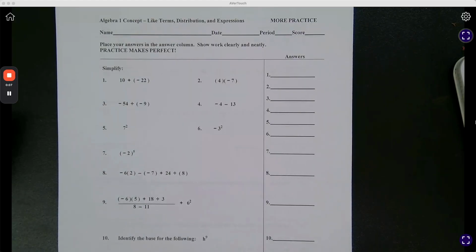If you'd like to download this PDF file, this handout, and go over it and try it on your own and then come back and see what the answers are, feel free to do that.